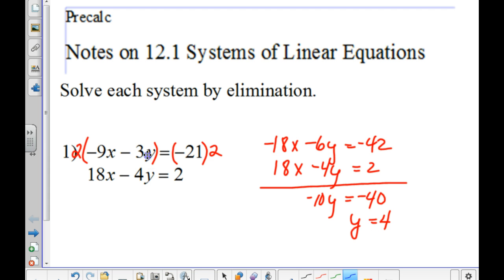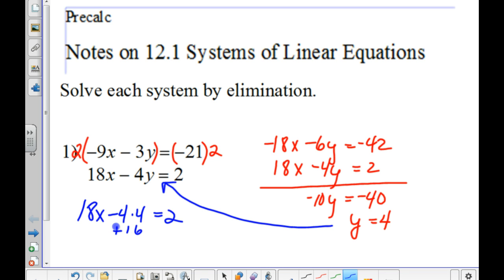Okay, these are actually two linear equations, so if we graphed them, we would be looking for the point of intersection, so we need an ordered pair. If we put this back in, and it does not matter which equation you put it in, I'm thinking if I add 16 over here, I get 18x equals 18. Did anybody else get 1, 4?